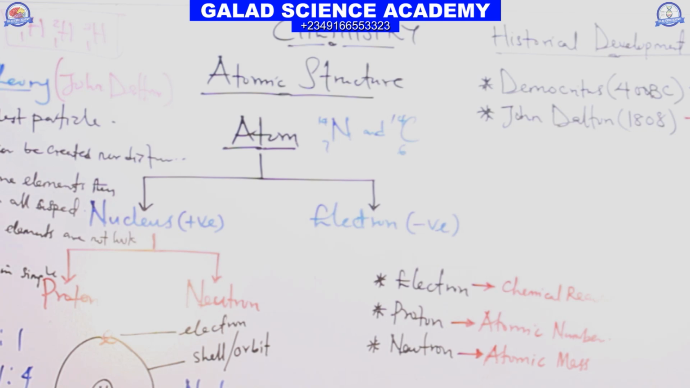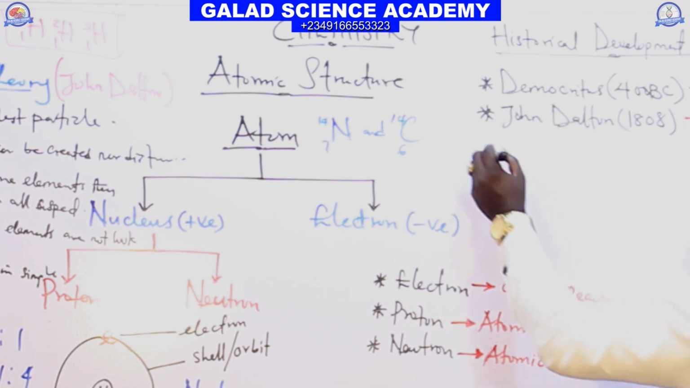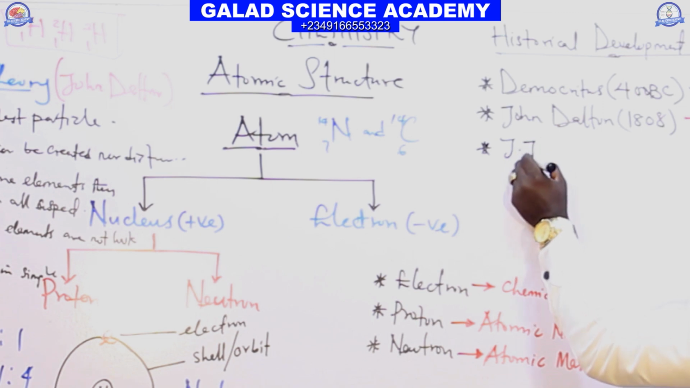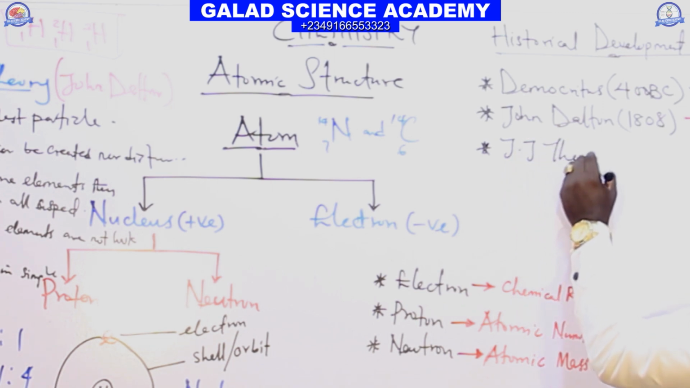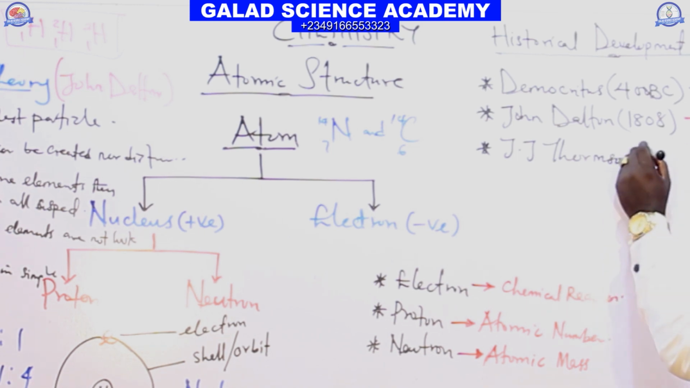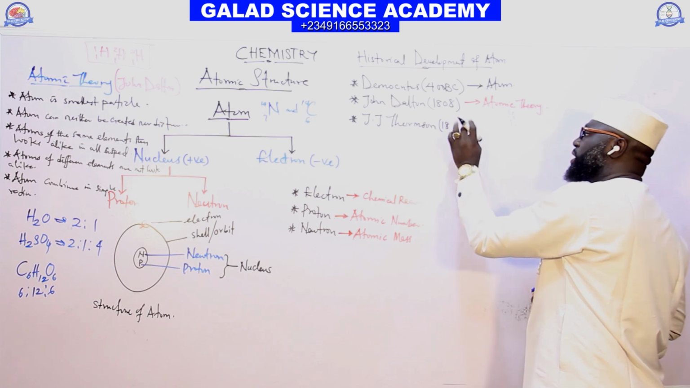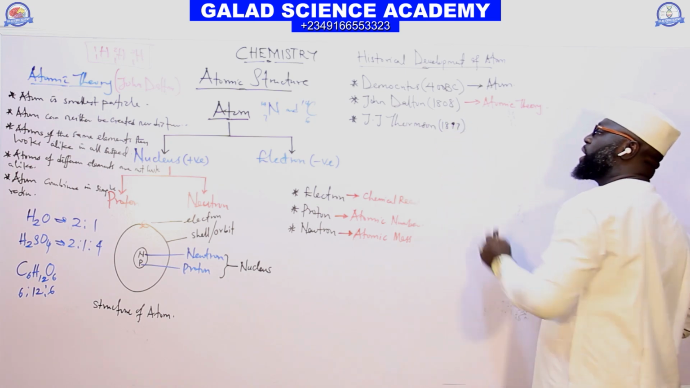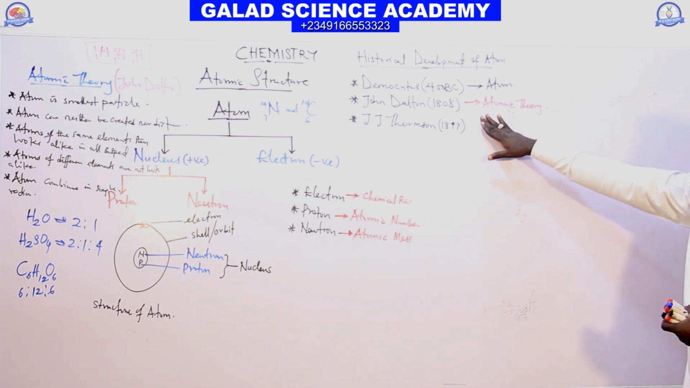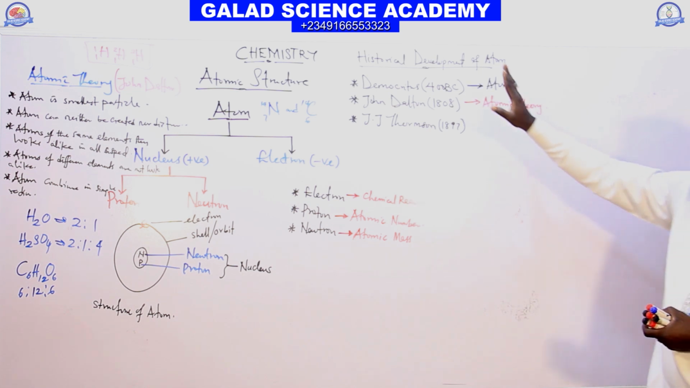The next scientist we have, after John Dalton, is J.J. Thomson, in 1897. After the Dalton discovery, J.J. Thomson discovered two things, or I can call it three things.